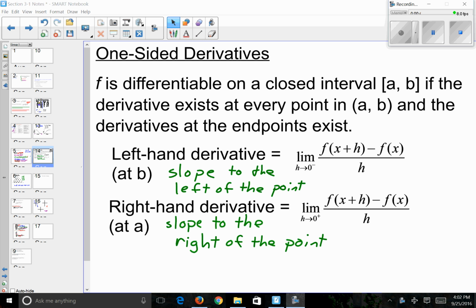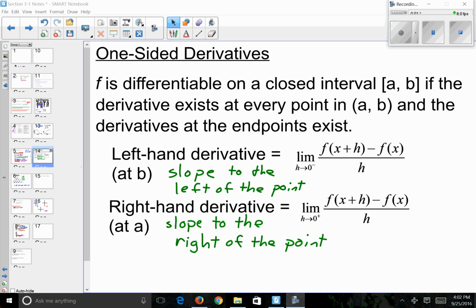So h is a distance that we're saying approaches 0 from either the right side, in which case h would be positive, or from the left side of our point of tangency, in which case h is negative. Where this typically gets used, it can be used at endpoints of domains. However, a lot of times we're not really interested in the slopes at endpoints. However, we do use this a lot with piecewise functions, wherever two pieces of a function are meeting.